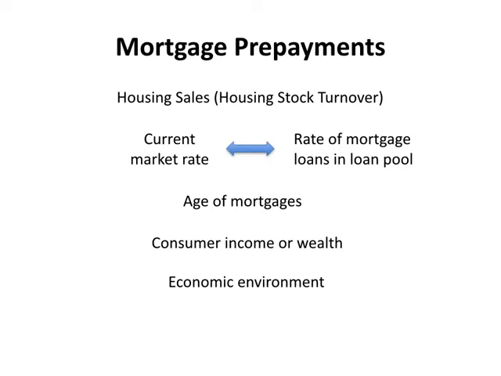Even population demographics need to be considered. With a younger and/or more rapidly growing population, there tends to be higher demand for housing, more turnover, more rapid prepayment. Conversely, for an older or static population, other things equal, we're likely to see much lower housing stock turnover rates.